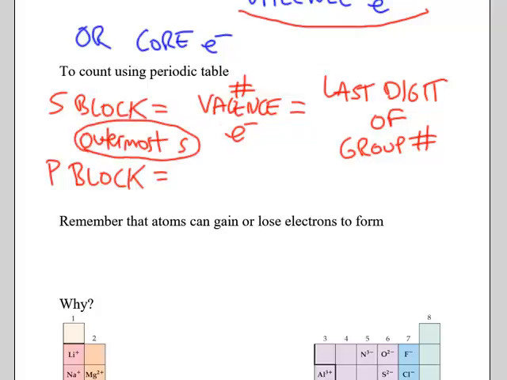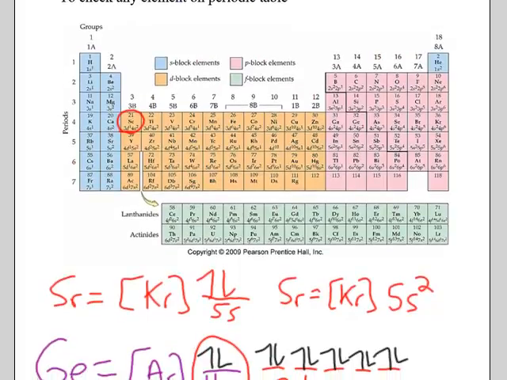So for example, the element barium, number 56. That's an S block element, and it's found in group number 2. So barium has 2 valence electrons. Notice there, the 1s is full, 2s is full, 3s is full, and so on. So we're only talking about the outermost, which would be the 6s, the 2 electrons found in that 6s.